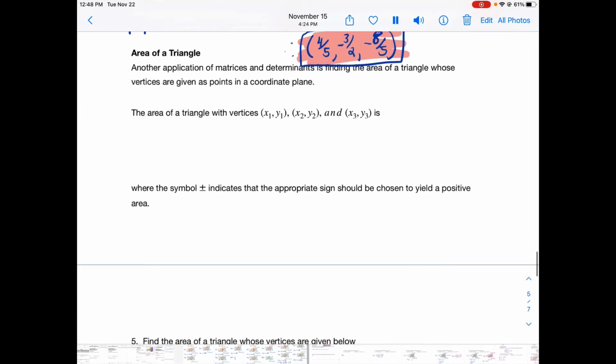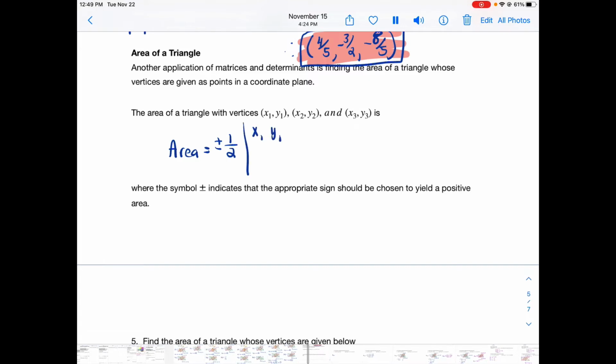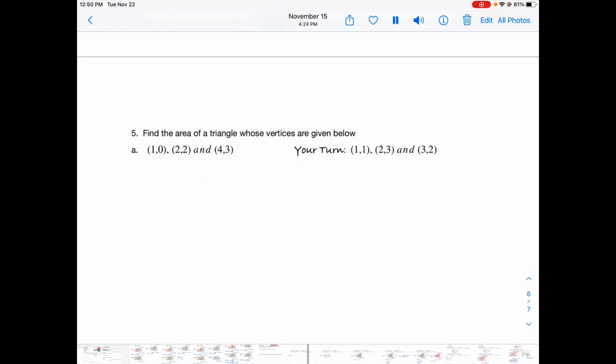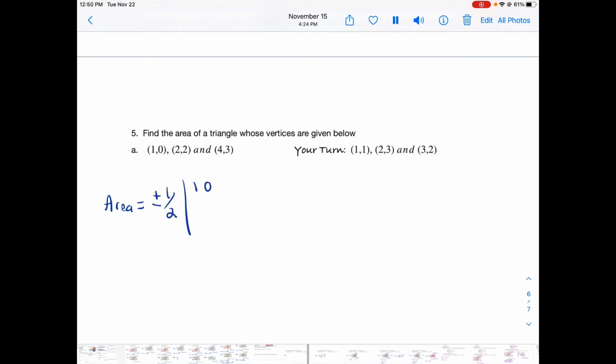So let's start with looking at finding the area of a triangle. The area of a triangle with vertices (x1, y1), (x2, y2), (x3, y3) is equal to plus or minus 1/2 times the determinant of, and to make this determinant, you write your first point, your second point, and your third point. Your first column is your x points, your second column is your y points, and then you put in placeholders of 1s in the third, because remember, we have to have a 3x3 matrix in order to find the determinant.